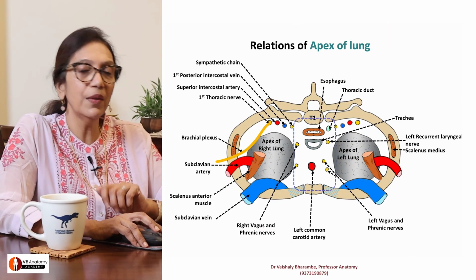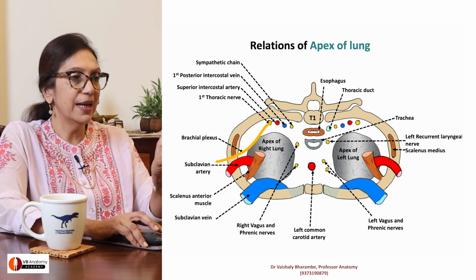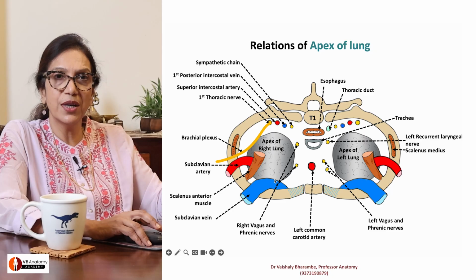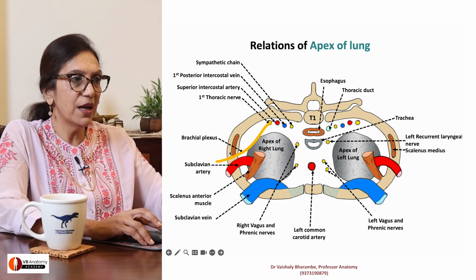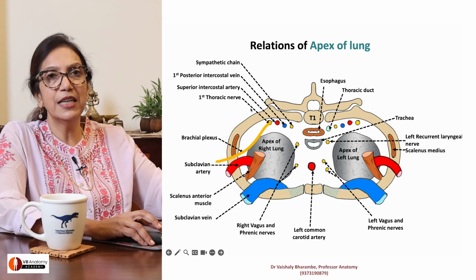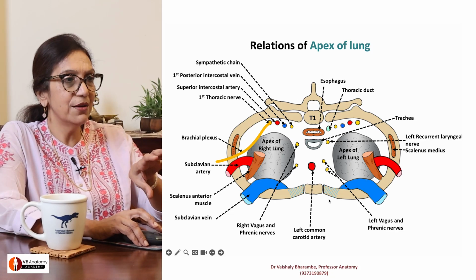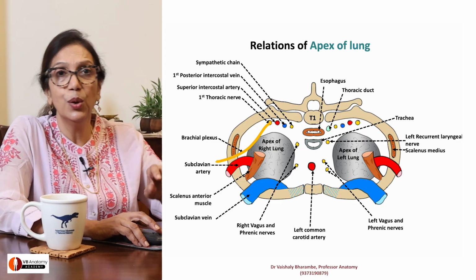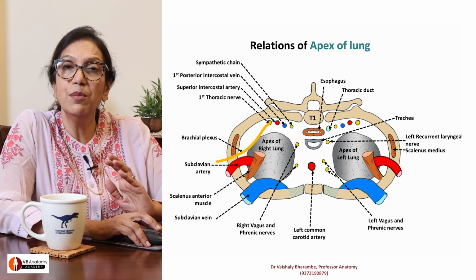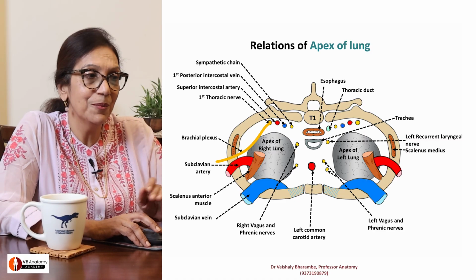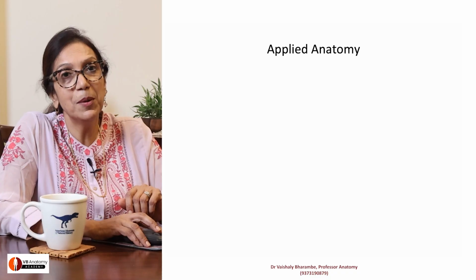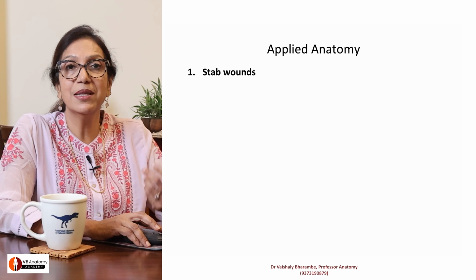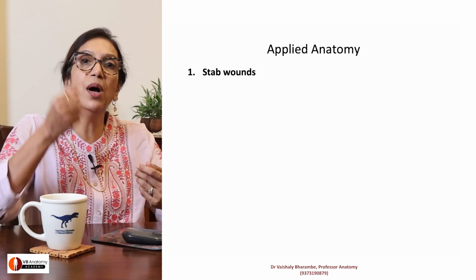Now, I want you to understand that this is the apex of lung, anteriorly related to 3 important structures: subclavian vein, subclavian artery, brachial plexus. Posteriorly related to S1. Medially related to esophagus, thoracic duct, trachea and vagus, phrenic. Okay, so apex of lung is related to some very important structures, right? Now let's talk about some applied aspects. Why did I discuss so much with you? Because sometimes these structures can be injured if somebody is trying to harm someone.